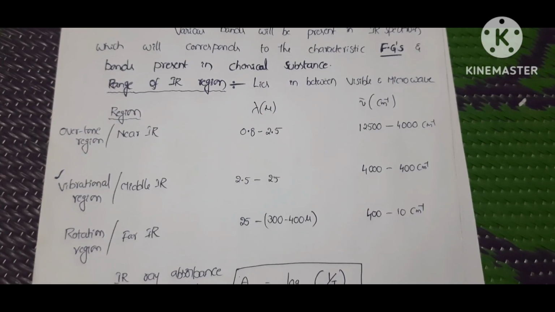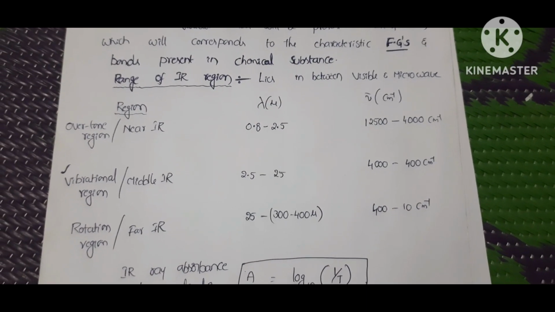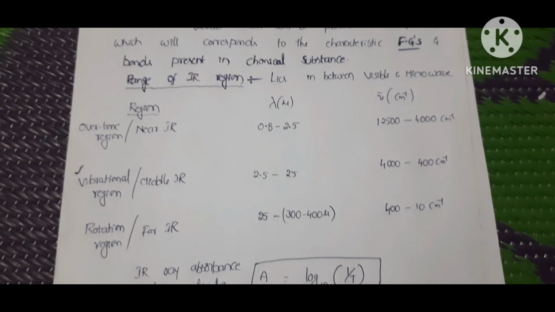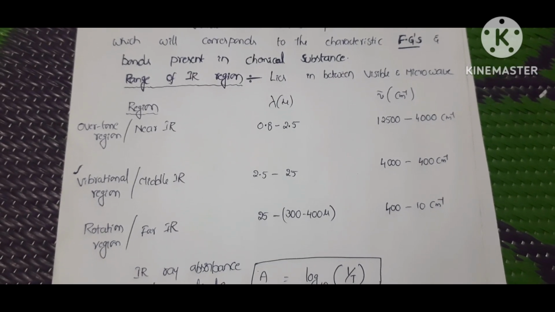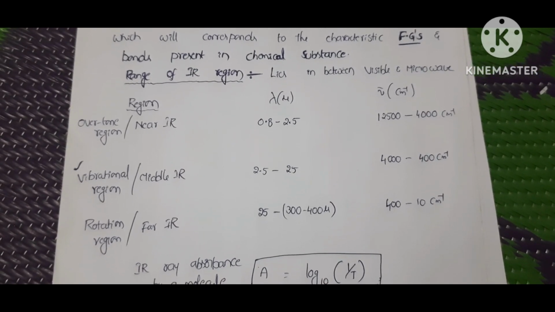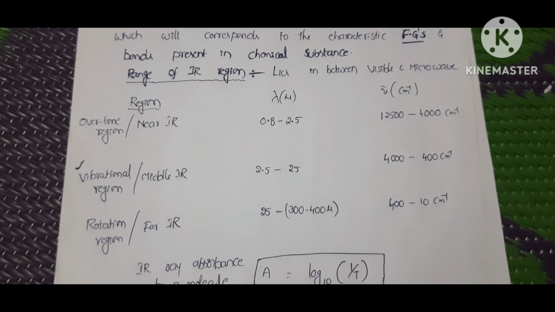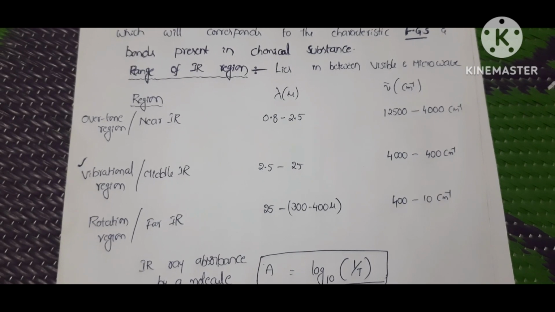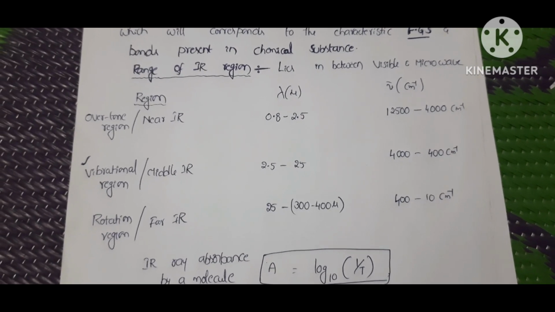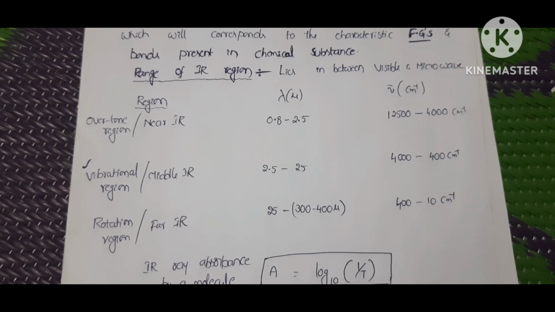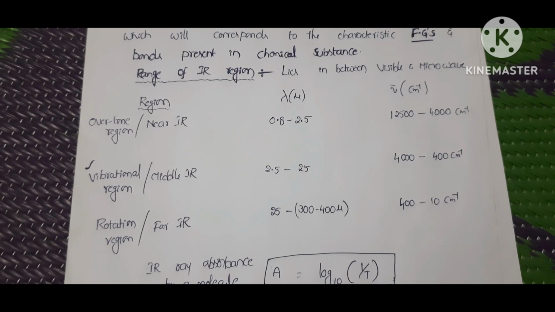Next, coming to the IR region, where the IR region falls in the electromagnetic spectrum. It can be categorized into the near IR, middle IR and the far IR. Near IR is also known as the overtone region and middle IR is also known as the vibrational region. Far IR is known as the rotational region. This we can see in the wavelength and the wave number also.